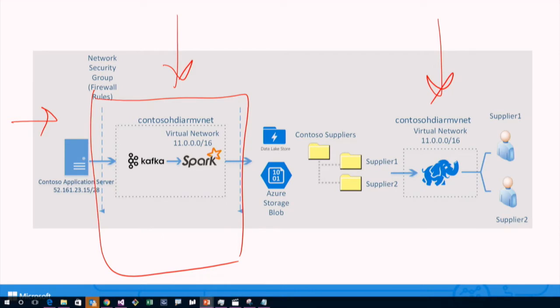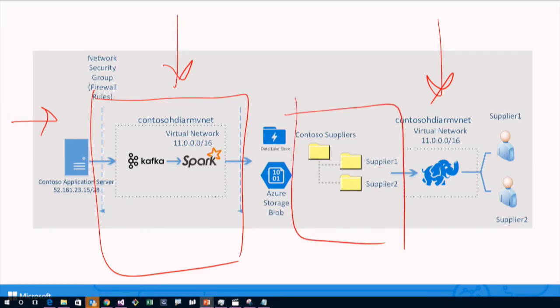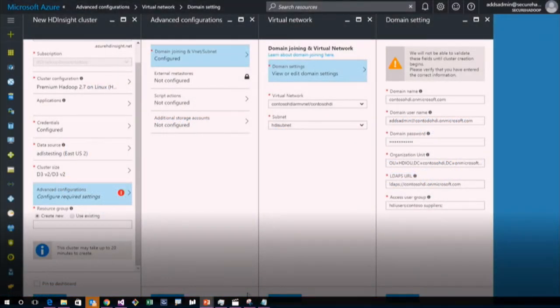Now, when you have this Kafka and Spark clusters, they write into the data lake store in a format like this. You have suppliers, and you have subfolders with one supplier and second supplier. And then you have these suppliers connecting back to your Hadoop or Spark cluster and wanting to access this data. You want to secure that a supplier 1 only gets access to their folder, and a supplier 2 only gets access to their folder. How do you go about doing that? Well, as you get into this, you now need to go ahead and replicate your AD as part of your cluster. Essentially, you need to now Kerberize your cluster.